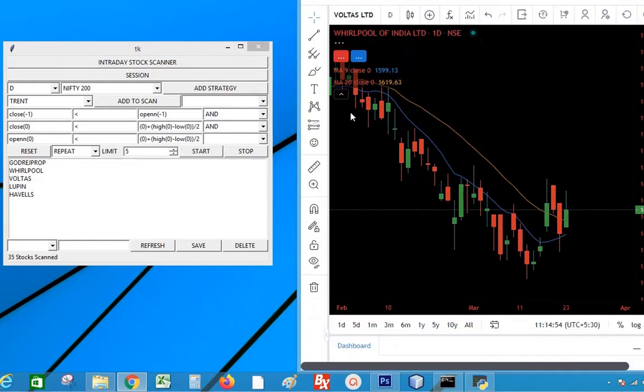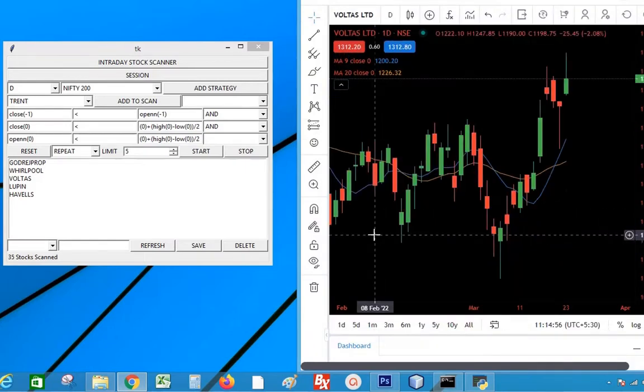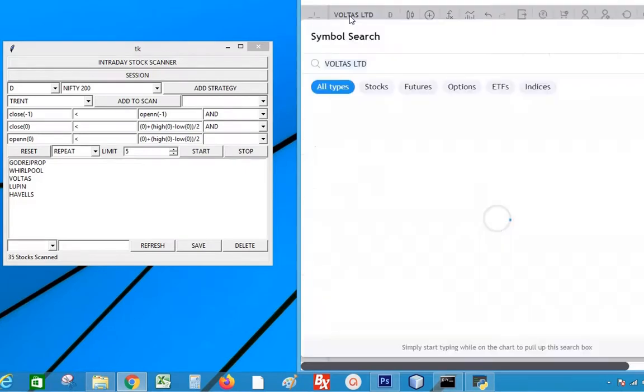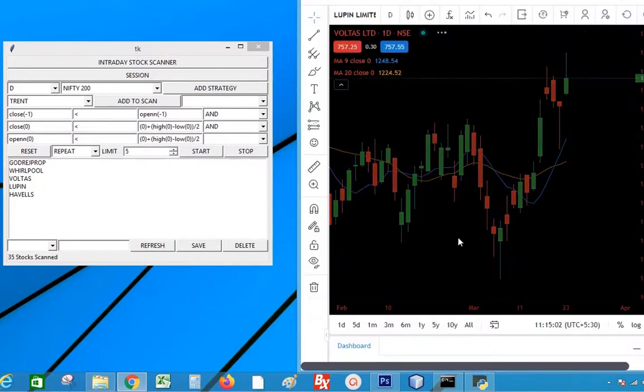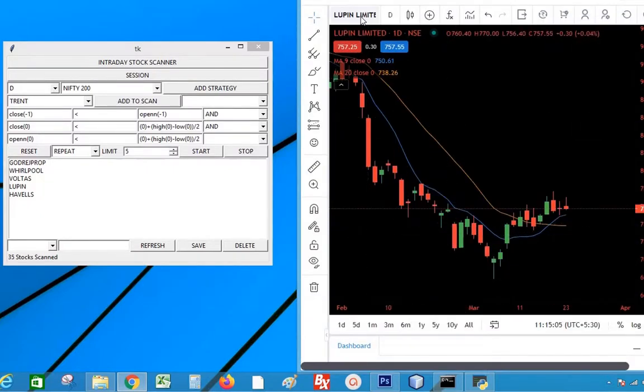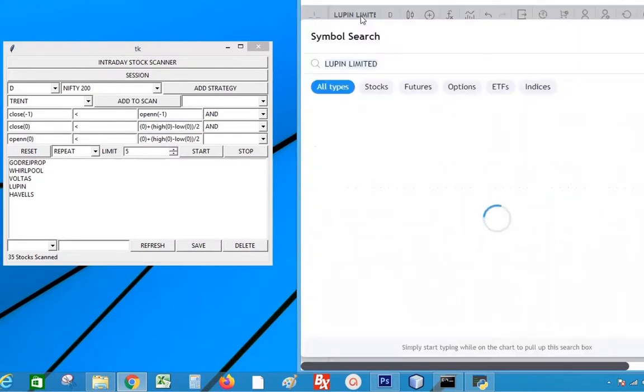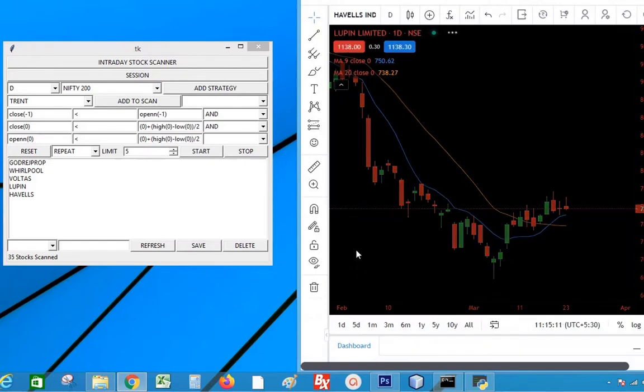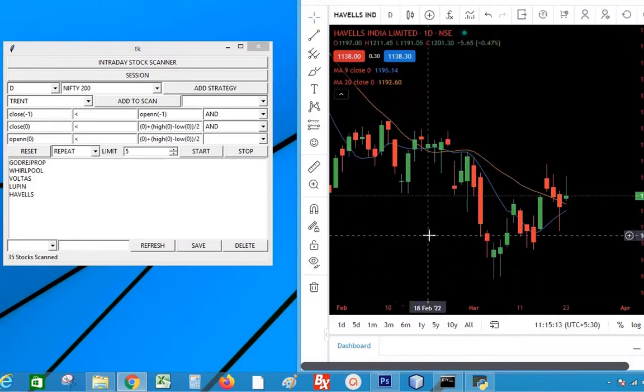Voltas. Yes, it's an inverse hammer pattern. Lupin. Yes, this is an inverse hammer pattern. Final one is Havells. Yes, this also an inverse hammer pattern.